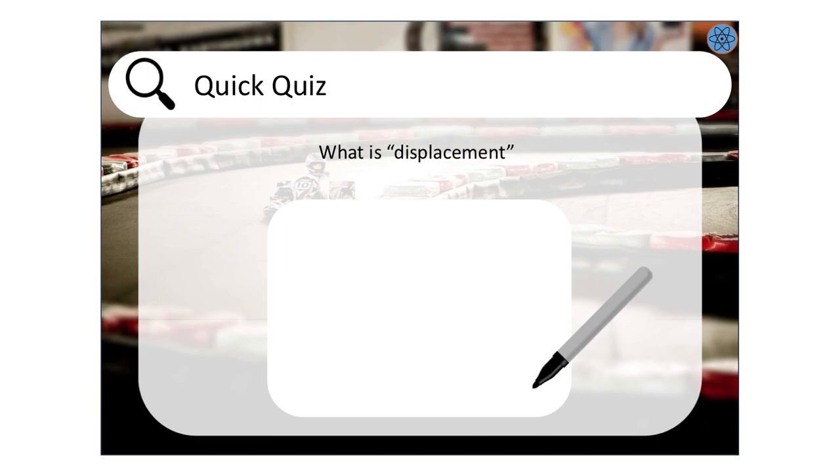Next question. So again, press pause and then play when you're ready to continue. But what is displacement? So displacement is a vector because it does include a direction as well as a number, a magnitude. So it's the distance in a straight line with a direction.